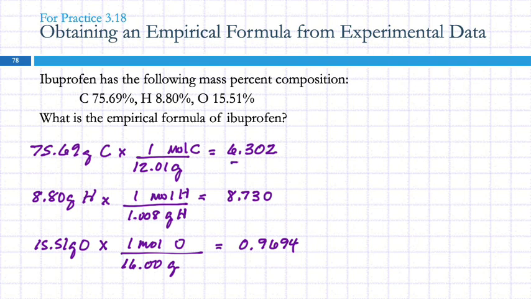Can I round? Oh wait, I don't want to talk about rounding yet. The next step is dividing. So I'm going to look at these numbers of moles. This is moles of carbon and moles of hydrogen and moles of oxygen. I'm looking for mole ratios. So I'm going to pick the smallest number and divide everything by the smallest number. So one of them is always going to end up exactly 1.